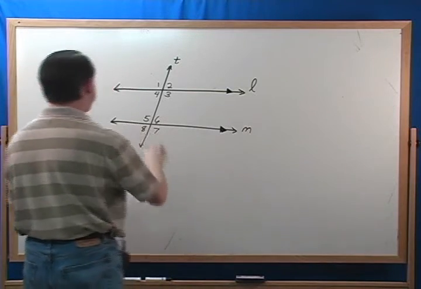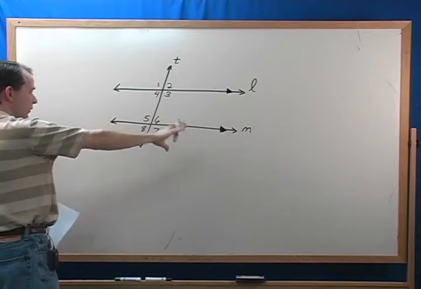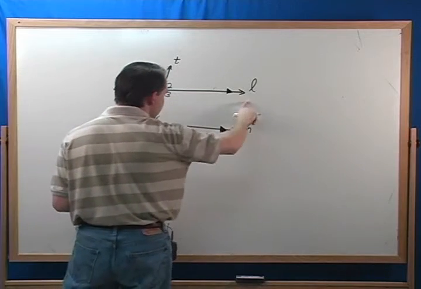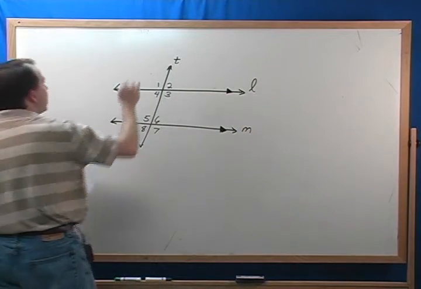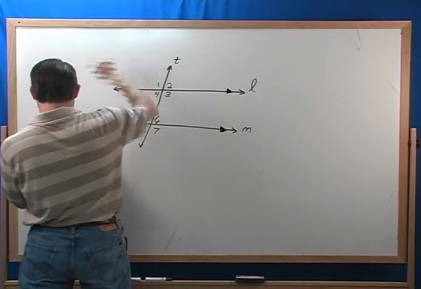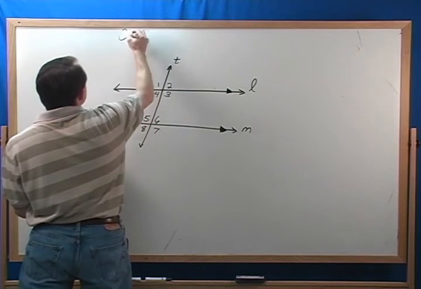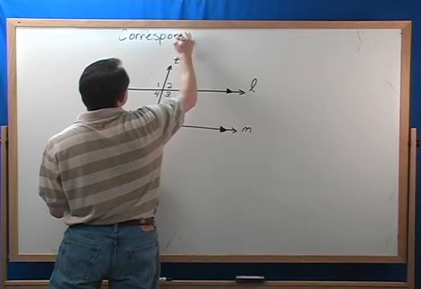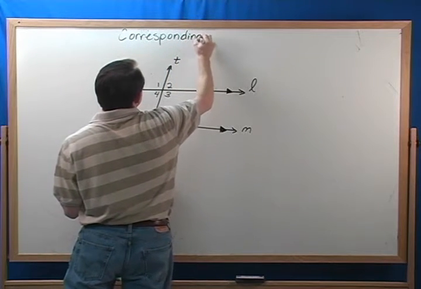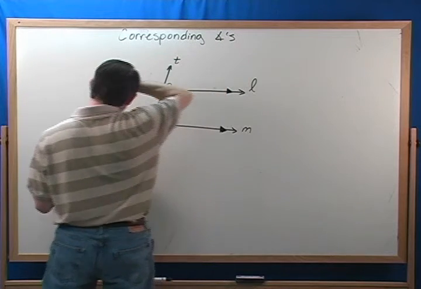Okay, now we're going to use the same exact drawing that we had before. There's nothing different. We've got the 2 parallel lines, L and M, and the 1 transversal, and the 8 angles that are formed. And now we're going to talk about corresponding angles. Okay? That's what we're going to talk about next.